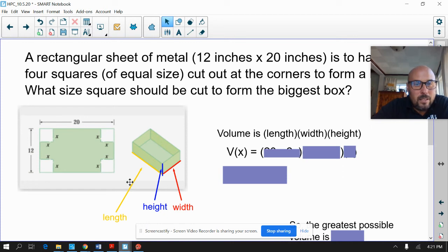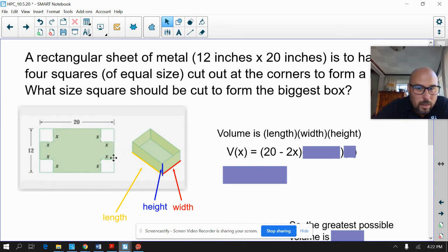So now can you see what the length is? What is this yellow distance? It corresponds to this, right? It was originally 20 long, but then I cut off an x here and I cut out an x here. So this length is really 20 minus 2x long. It depends on what x is.